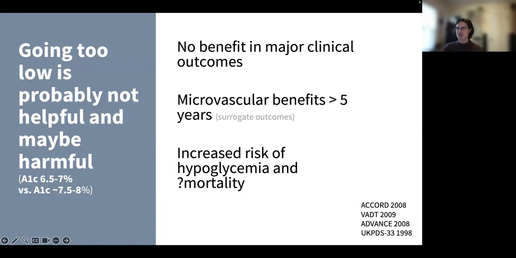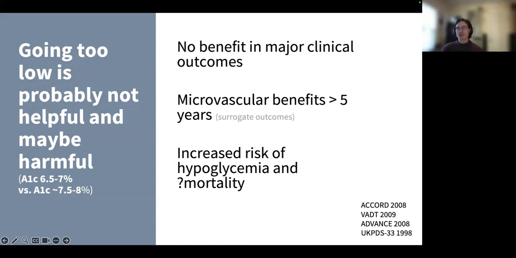And again, we come back to some of those landmark early trials in type 2 diabetes, where we see that achieving an A1C of less than 7 compared to a more moderate target of around 7 to 8 does not provide any clinical benefit in terms of things like mortality, cardiovascular events. And then we know that using things like sulfonylureas or insulin to get that A1C down actually causes harm in terms of hypoglycemia. And people will say, oh, targeting an A1C of less than 7 lowers risk of microvascular outcomes.